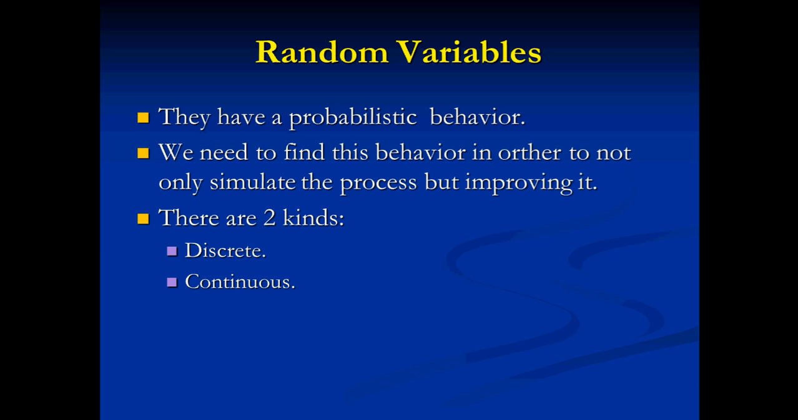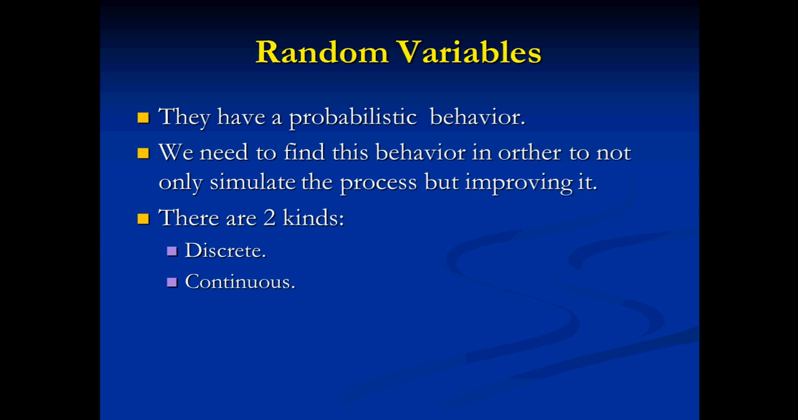This is part two of the topic of random variables. In the last video, I explained the random numbers, so now we're going to talk about random variables. They have a probabilistic behavior. We need to find this behavior in order to not only simulate the process, but in order to really improve it. There are two kinds, discrete and continuous.